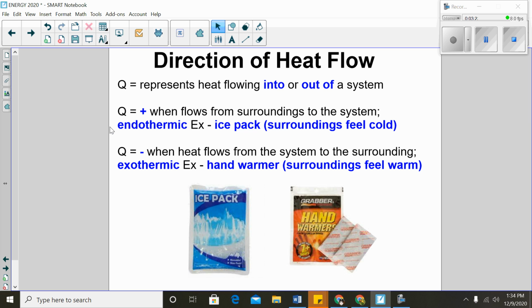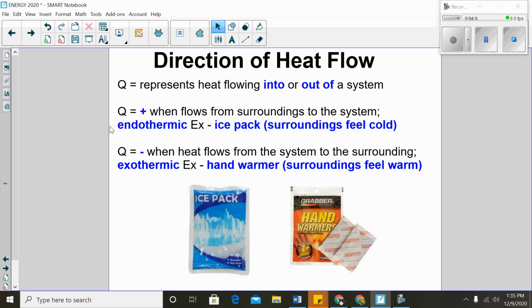So when Q or heat flow is positive, it's positive when the heat is flowing from the surroundings into the system. So we call this endothermic. So think of endo like entering, endothermic. Good example is one of those disposable ice packs. So there's really no ice in the ice pack. There's actually two chemicals that are sealed separately, and then when you break the seal and they mix, you feel that ice pack as something really cold. Now, why is that? Because the energy flowed into that system of those chemicals reacting, and you feel it as something cold.